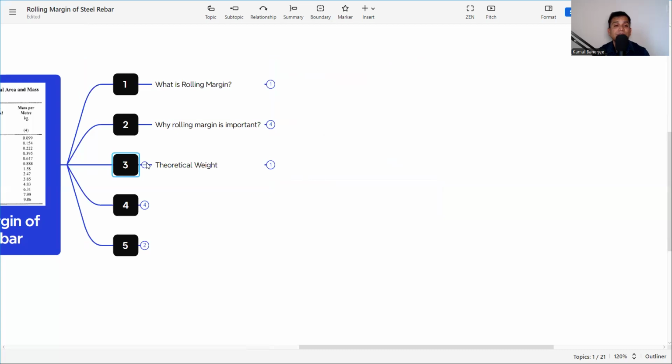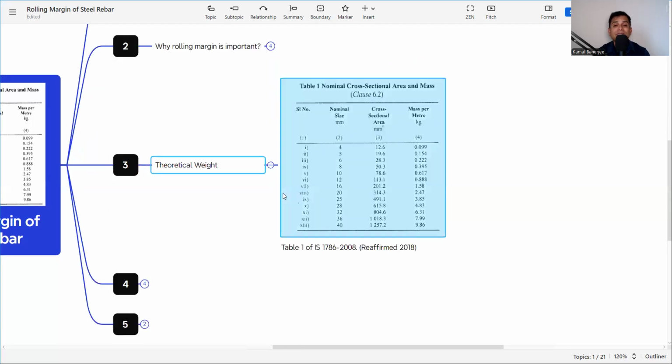The next part is theoretical weight. We all know what theoretical weight is: the mass per unit length. That means the unit weight, that is, for one running meter, what is the mass? That is the theoretical weight.